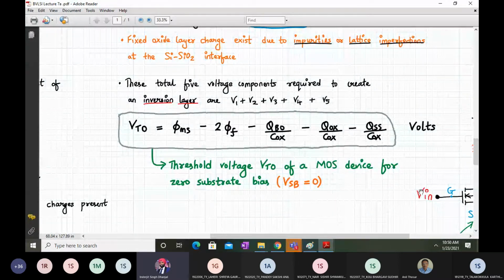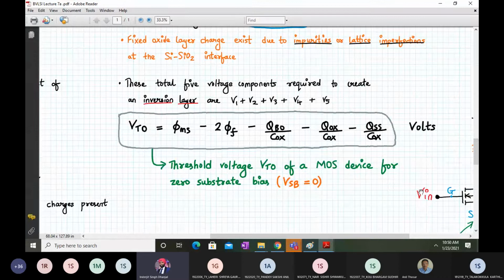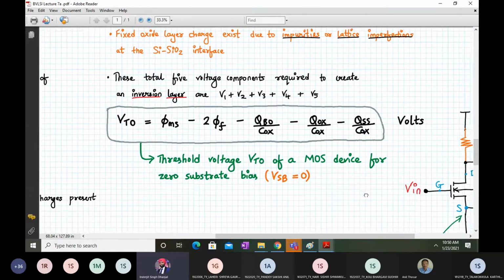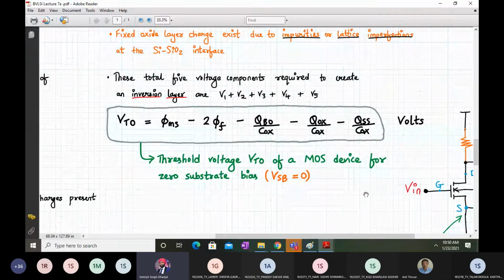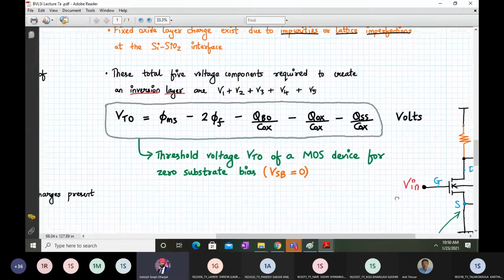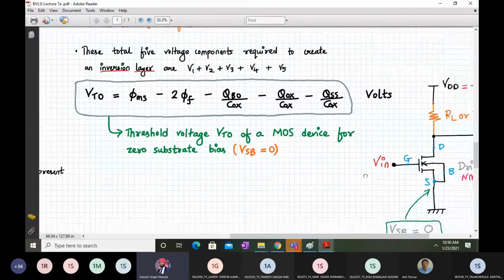This is the formula for threshold voltage of a MOS device for zero substrate bias. I'll explain what zero substrate bias is. First, write down this formula. It is valid for NMOS as well as PMOS. Accordingly, the formulas for phi f, substrate, and QBO will change. The sign will change, and instead of Na, we will have Nd for a PMOS. I hope that you all have noted down this formula.